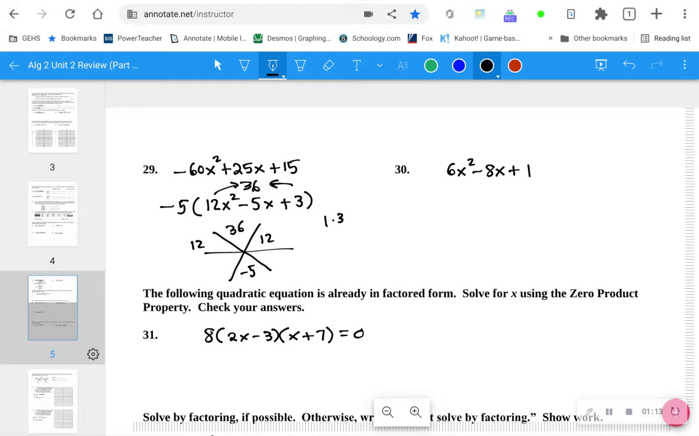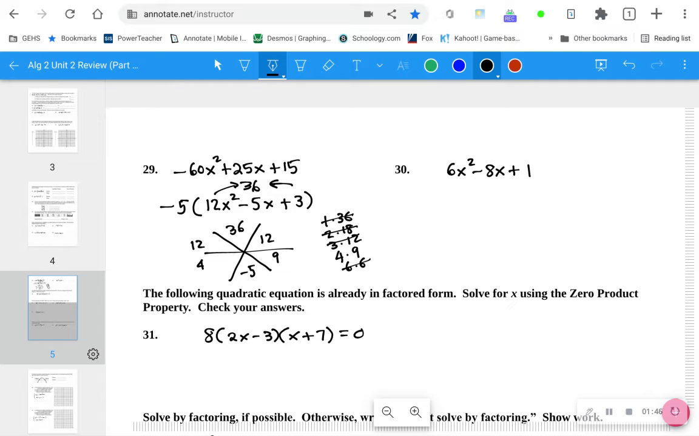You have 1 and 36, and that doesn't help us because we can't get negative 5 from that pair. 2 times 18, that's not going to help us. 3 times 12, those numbers don't add up to 5 even if you play with the signs. And the next one is 4 times 9. That one has a lot of promise. We are going to cross off 6 times 6 because that's not going to work. So let's see if we can get 4 and 9 to work.